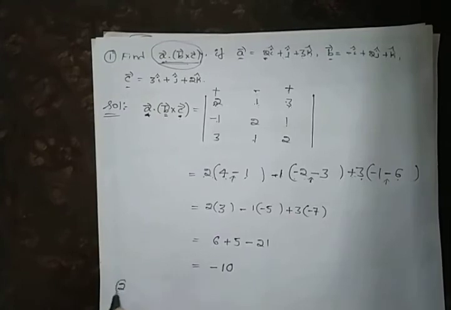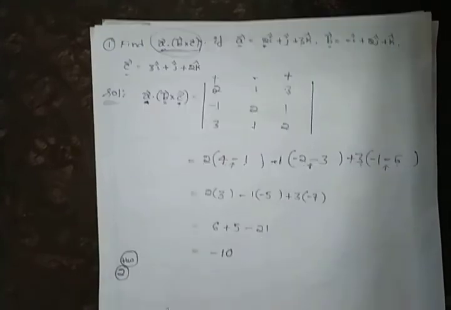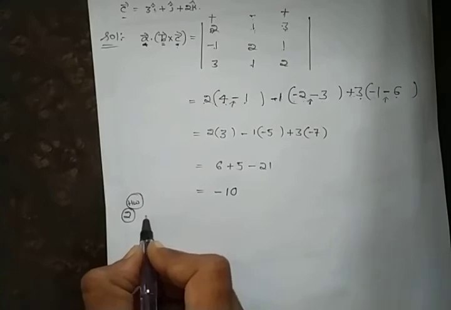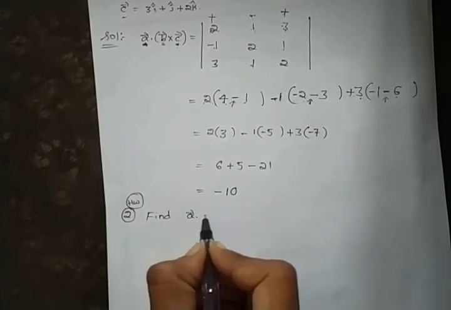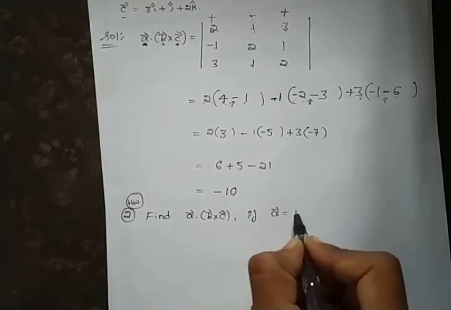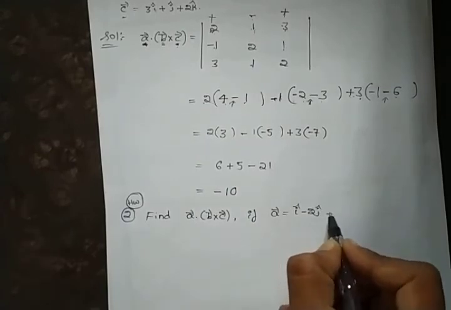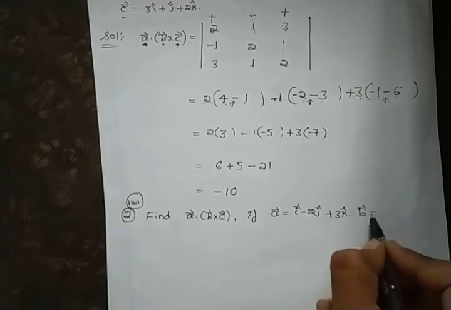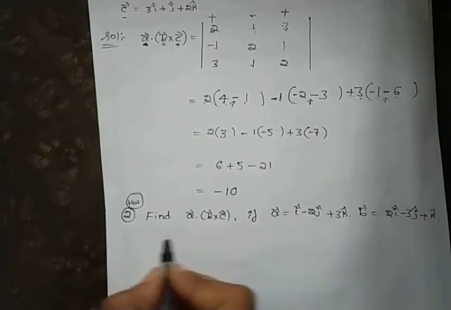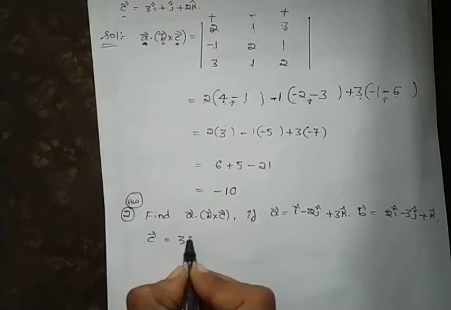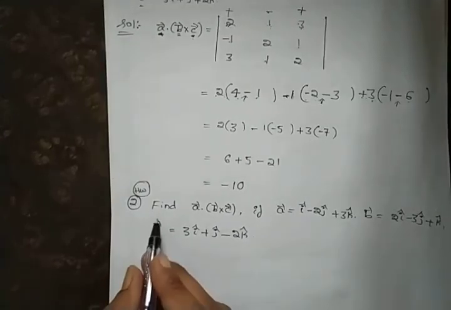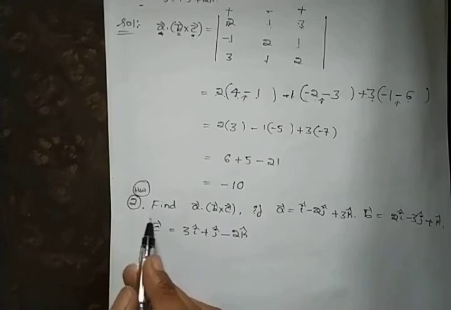Kindly note down one problem. That problem is homework for you. Kindly do this problem at your home. Find A dot B cross C, if A vector equals i minus 2j plus 3k, B vector equals 2i minus 3j plus k, and C vector equals 3i plus j minus 2k.